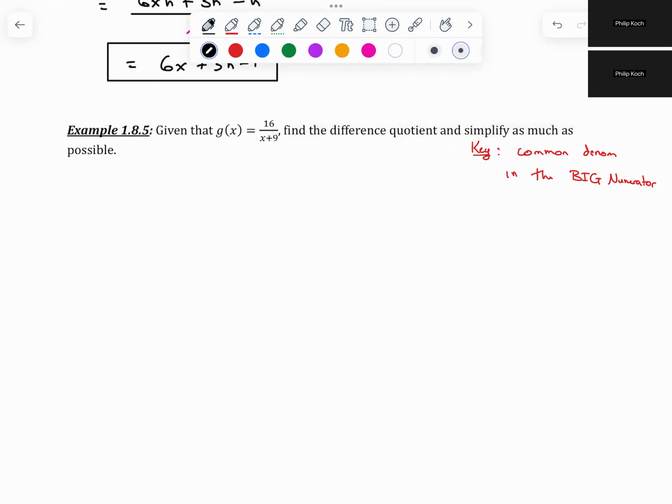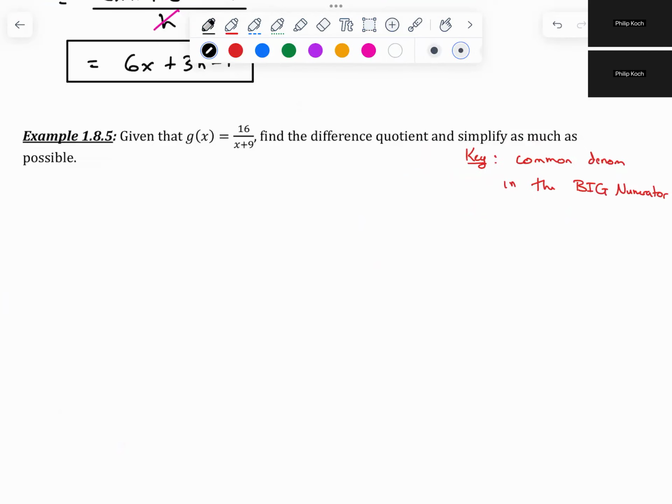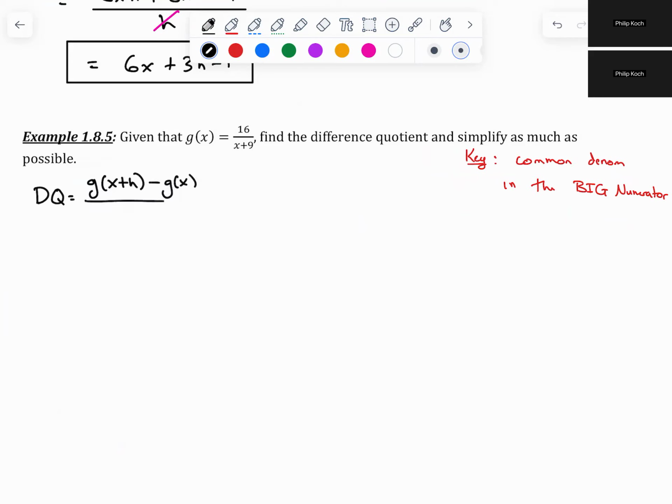So the difference quotient, the DQ. This is no longer f of x, but it doesn't really matter. Remember, the name of a function doesn't matter. It's just a name. So instead of f of x plus h, it's going to be g of x plus h minus g of x, all divided by h. And this is one where it's not going to require too much work to compute g of x plus h at the same time.